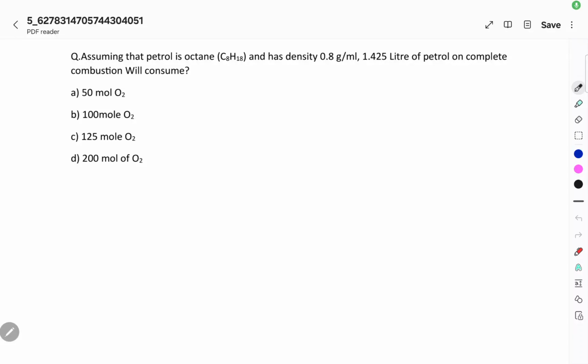Students, this session I am going to discuss a combustion reaction example. You know the general equation for combustion reaction: CxHy plus (x plus y/4) O2 gives rise to x moles of CO2 plus y/2 moles of H2O. This is the equation, so we have discussed this.